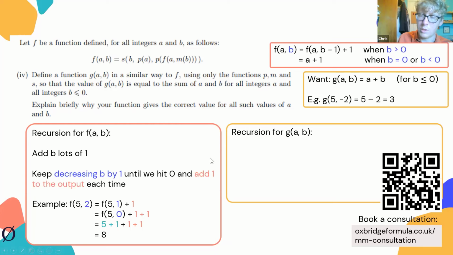Just to remind ourselves, it's going to do a plus b if b is less than or equal to 0. So for example, if b is minus 2, what you want is, you're basically doing 5 minus 2. You want 3, which gives you 3.